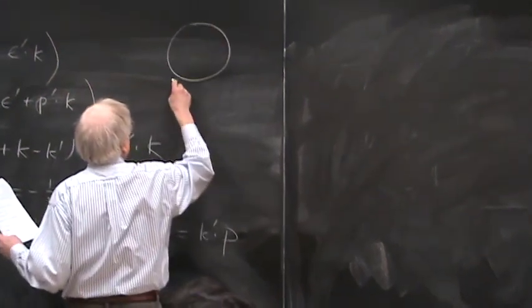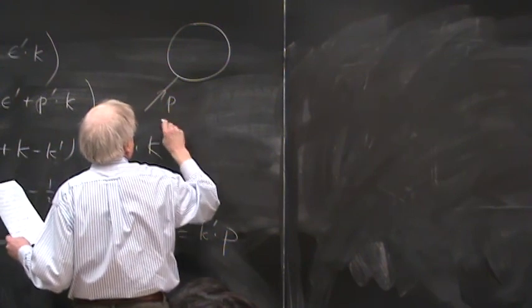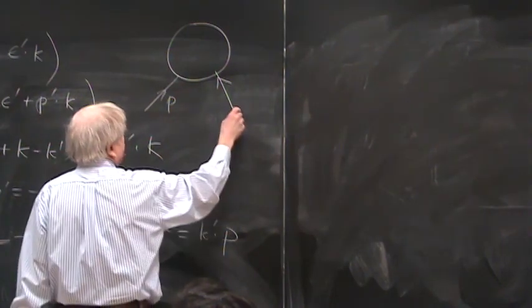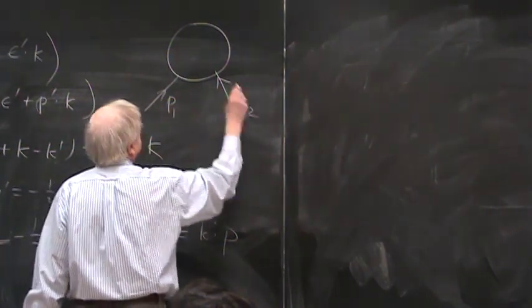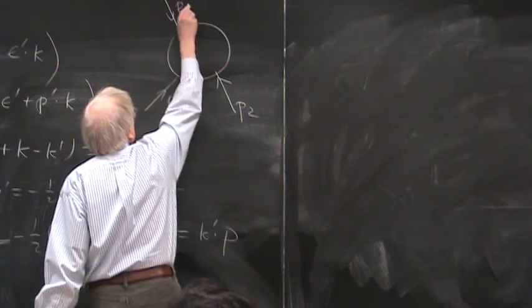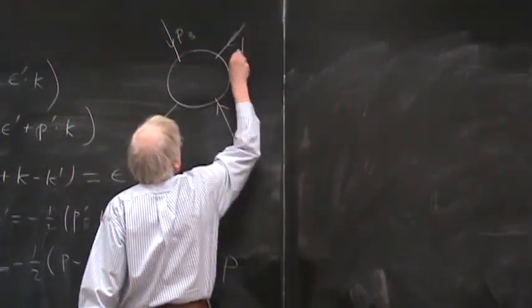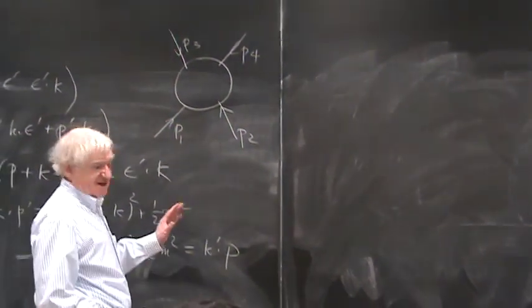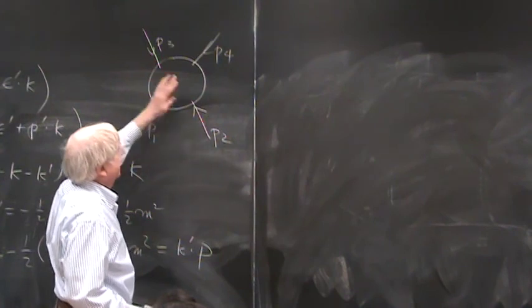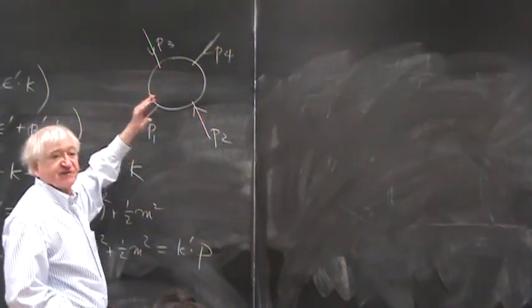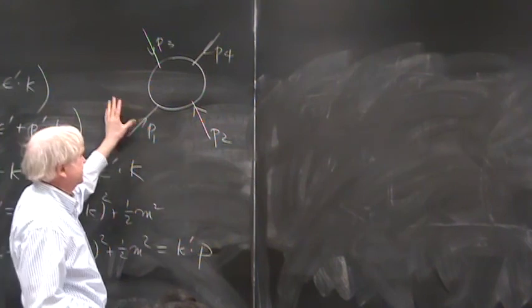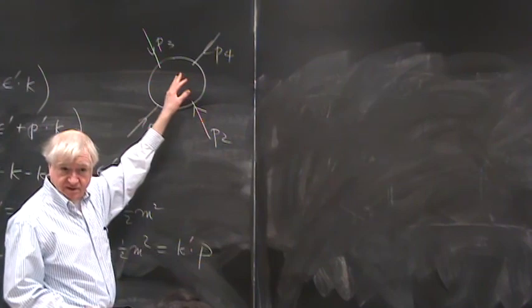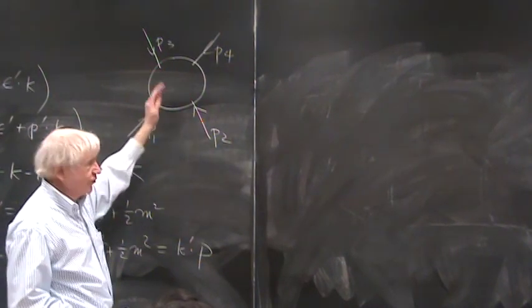So let's have a process. Suppose we have a process here where you have P1, P2, P3. If I do it this way, it'll be more symmetric. So in a real process, of course, P3 is minus the physical momentum. If these are the incoming ones, and P3 and P4 are minus, right, an overall minus sign.